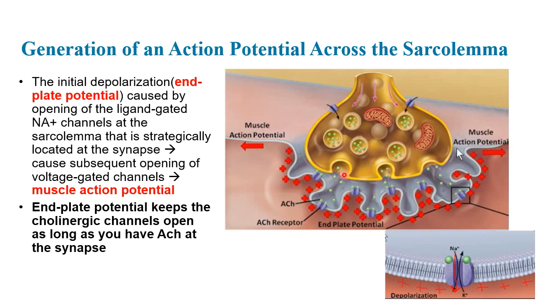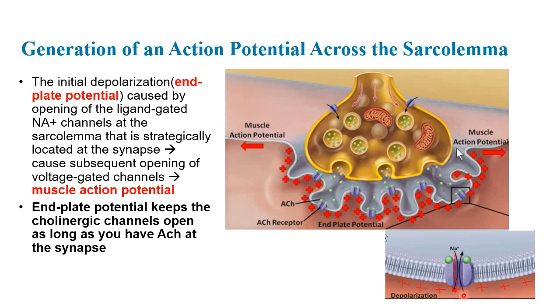Now the whole idea here is that first you had this chemical signal that bound here to the ligand-gated channel, and then it was transformed to an electrical signal that became your action potential in your muscle. Does that make sense? Okay. So now what's going to happen? This action potential is going to propagate, right?